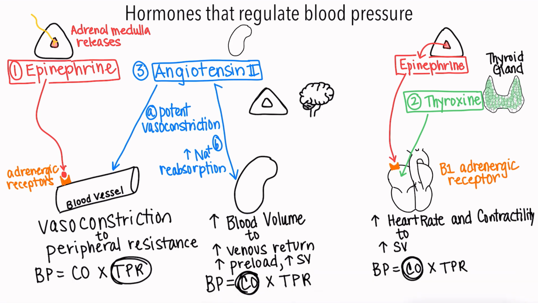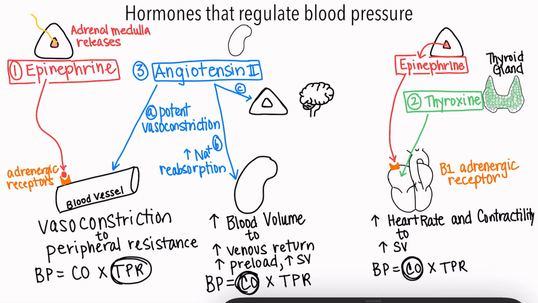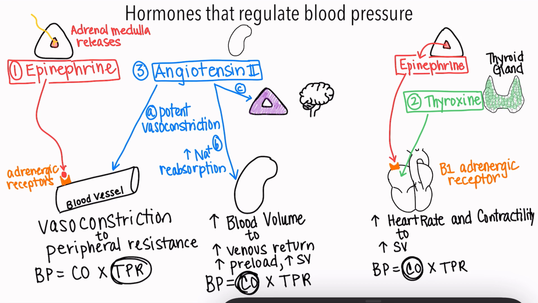Another way angiotensin does this is by stimulating the adrenal cortex. So this is the outer part of the adrenal gland. We talked about the adrenal medulla. Now we're talking about the outer part, the cortex of it. So this is the adrenal cortex. Angiotensin 2 will stimulate the adrenal cortex to release a hormone called aldosterone. And aldosterone will also cause increased salt reabsorption.